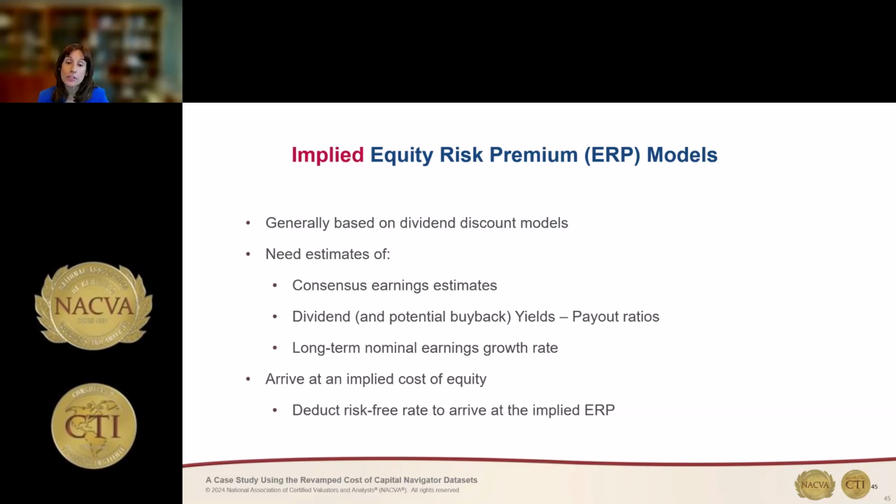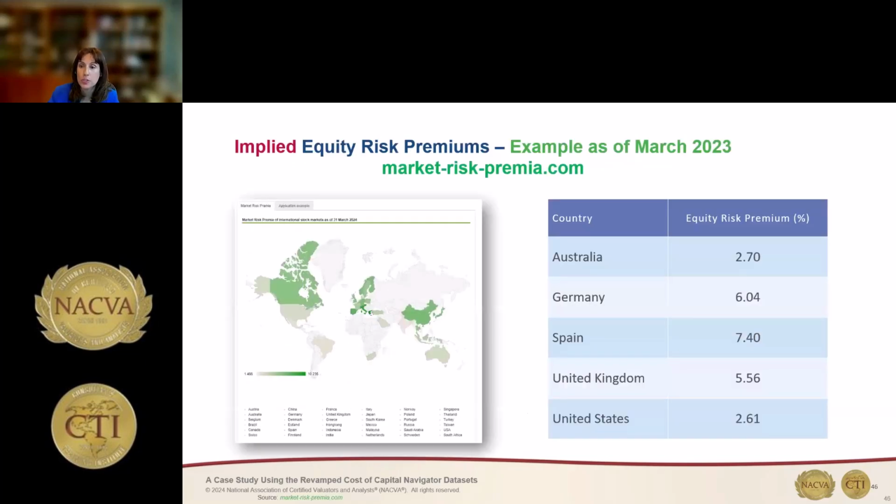And then there's one more thing you need to know, which is the long-term nominal earnings growth rate, so that terminal year growth rate for earnings. And it's earnings, not revenue. And then what is the current index level you solve for? You do an implied IRR, internal rate of return. You solve for that rate to get to the cost of equity, and you deduct the risk-free rate. That's how you get to an implied ERP in simple terms.